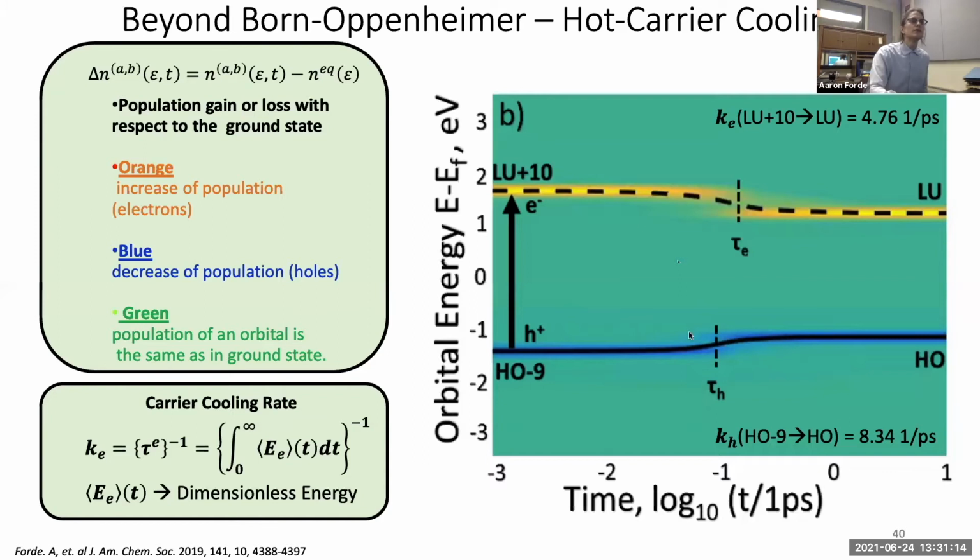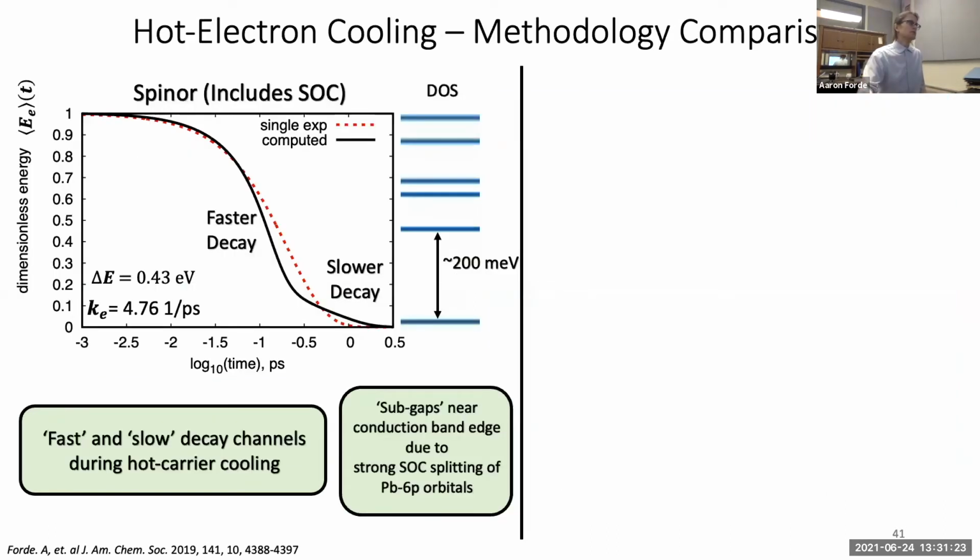So to examine that in more detail, we focus on this dotted black curve by plotting it on a normalized scale, and that's what this figure shows. This black solid line is the dotted line from previous, and the red dotted line is just a single exponential fit to give some contrast. On the right is the density of states between the initial state and the final state. We can see that there are two regions of cooling: a faster component at the higher energy regions and a slower decay at the lower.